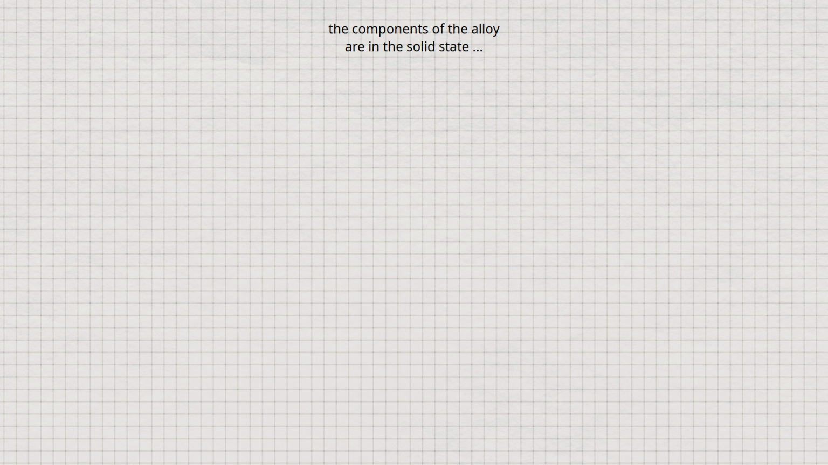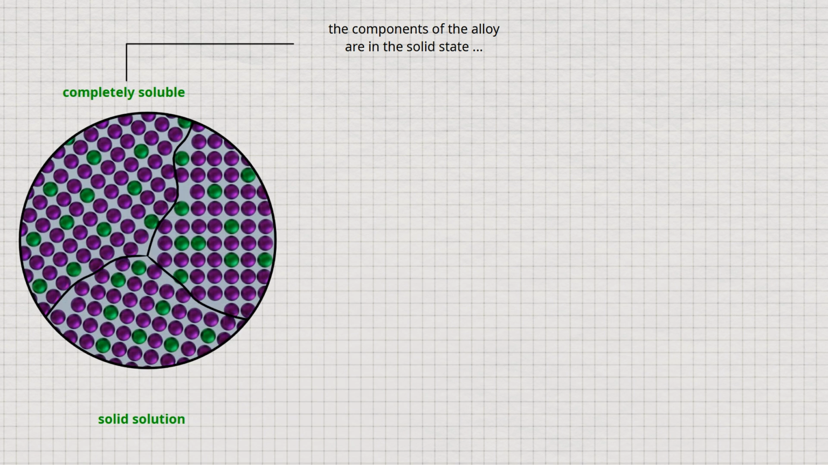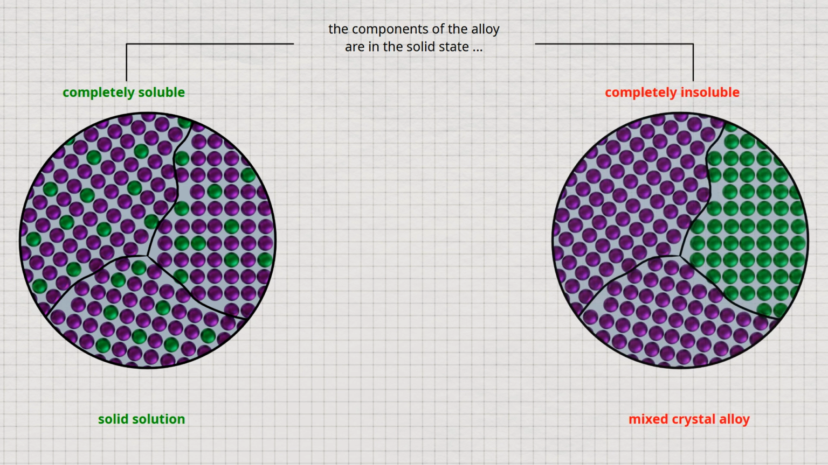In the linked video, we took a closer look at solid solution alloys, where the two components are completely soluble in each other in the solid state. We also looked at the other extreme case of mixed crystal alloys, where the components are not soluble in each other in the solid state.